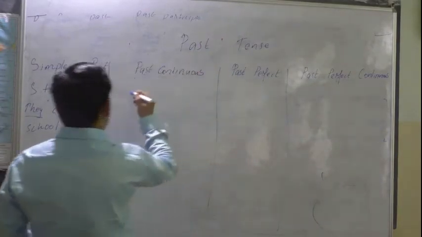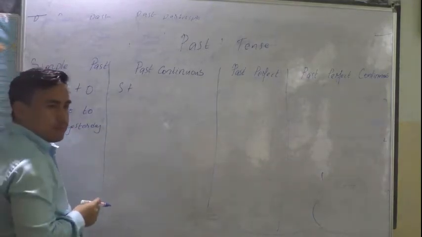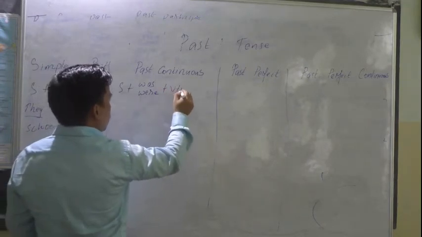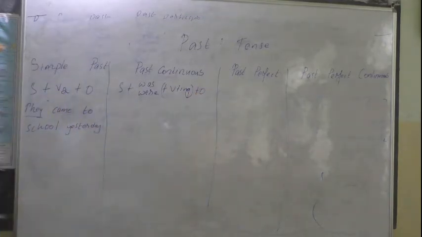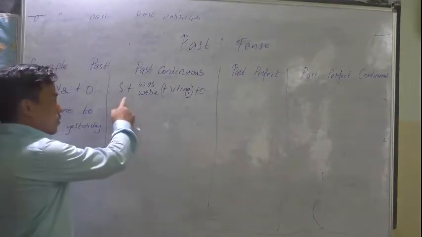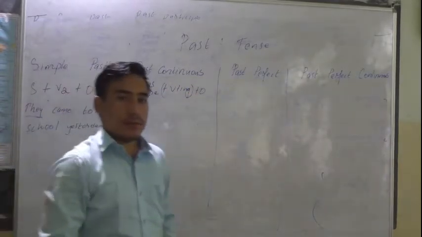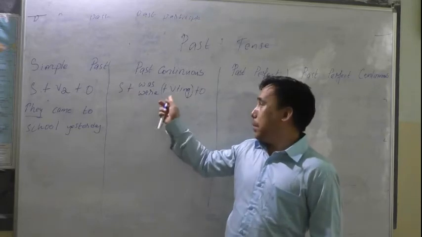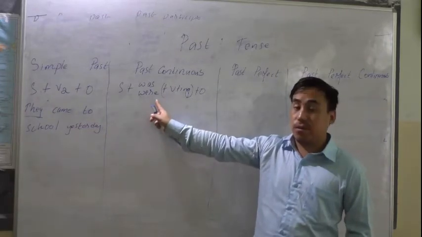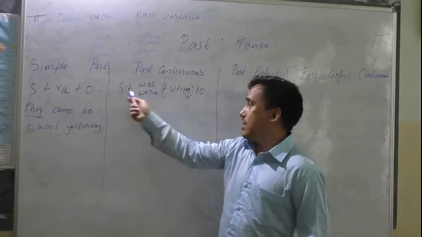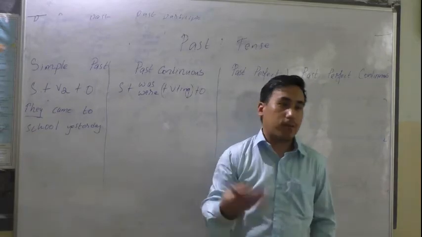The form of past continuous. Subject plus was or were with verb in ing plus object. Was or were plus verb in ing plus object. This is the form. Okay. Now how do we convert it into a sentence? Use any subject. It can be he or she or they or we.